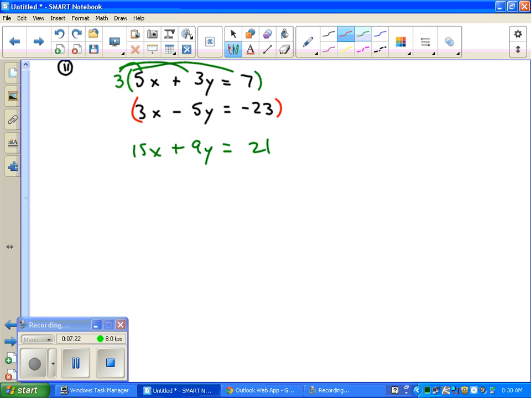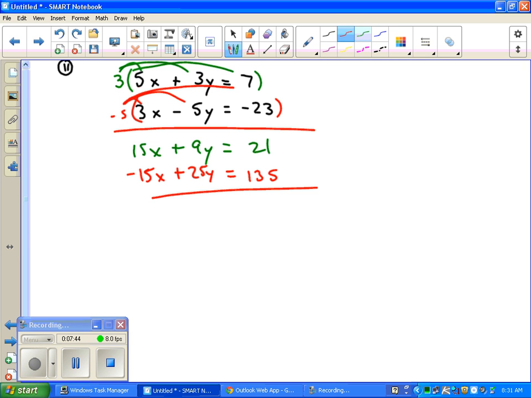Oh, I'm sorry. I should have done it the other way. But we'll multiply this one by -5. -5 times 3x is -15x. -5 times -5y is plus 25y. And again, you could have gotten slightly different numbers for this. And -5 times 23 is 135, negative times a negative.